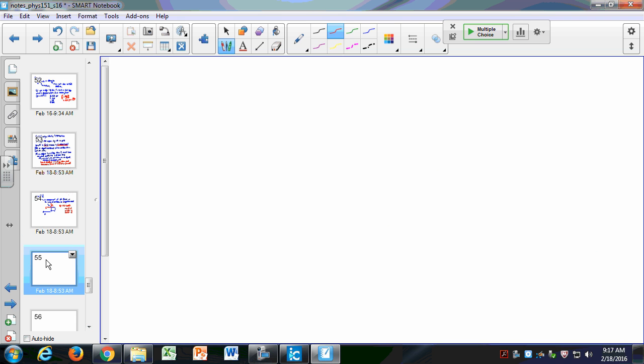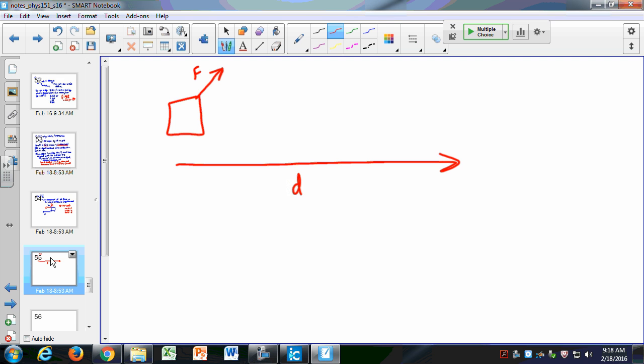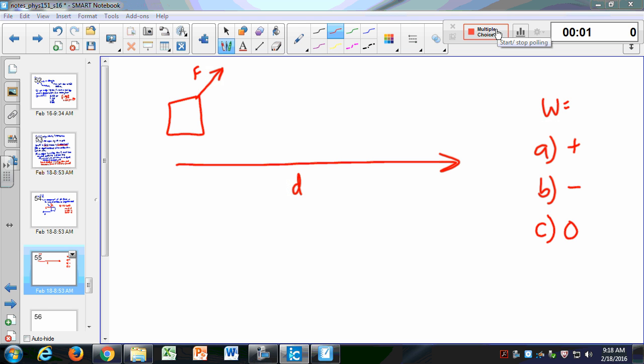Let me give you some scenarios. I'm going to ask you a few clicker questions telling me, is the work positive, negative, or zero? So let's imagine in all of these scenarios, my displacement is to the right. I have an object with a force in this direction. In this scenario, the force is up and to the right. The displacement is to the right. Is the work being done by this A, positive, B, negative, or C, zero? Is this force doing positive, negative, or no work at all?